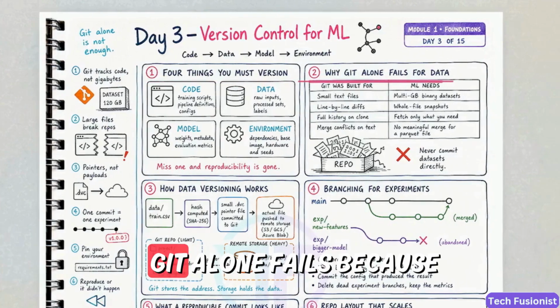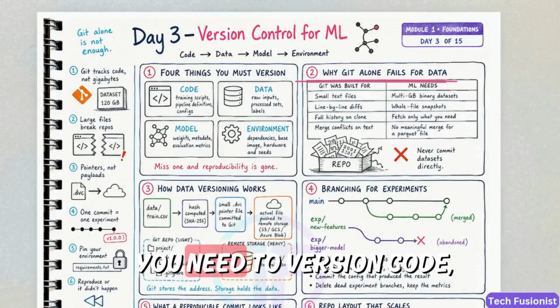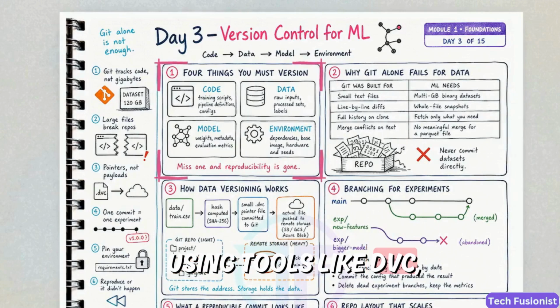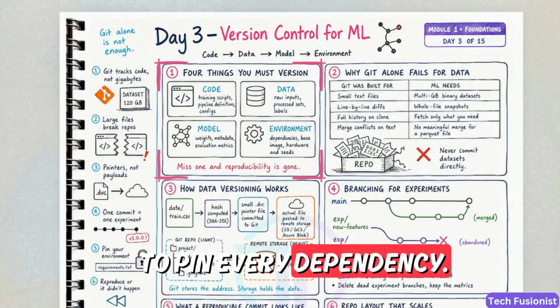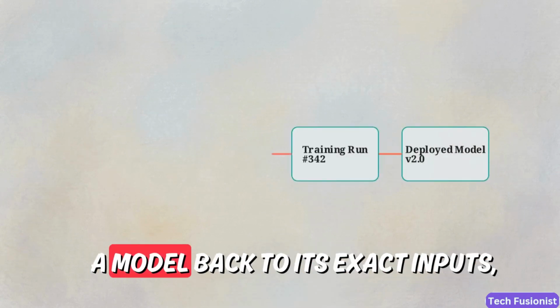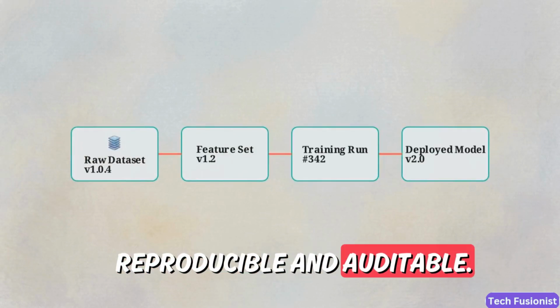As detailed here, Git alone fails because it wasn't built for gigabyte-scale snapshots. You need to version code, data, models, and environments using tools like DVC to pin every dependency. Establishing this shared truth guarantees that any team member can trace a model back to its exact inputs, making the entire system reproducible and auditable.